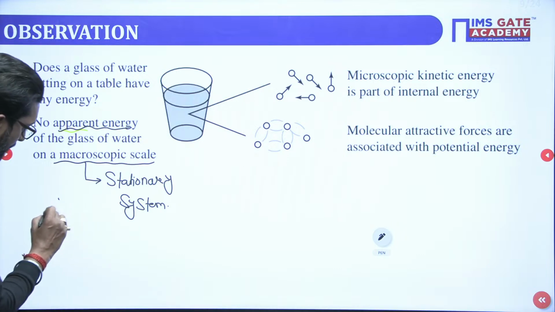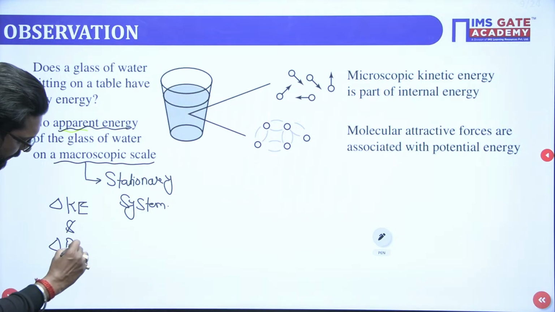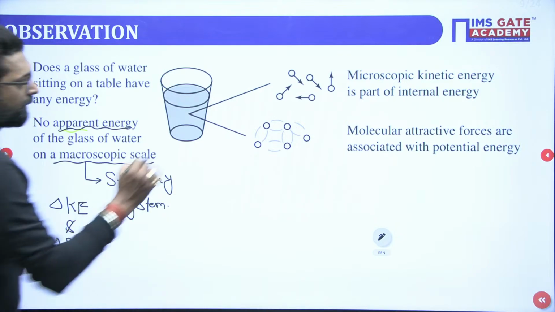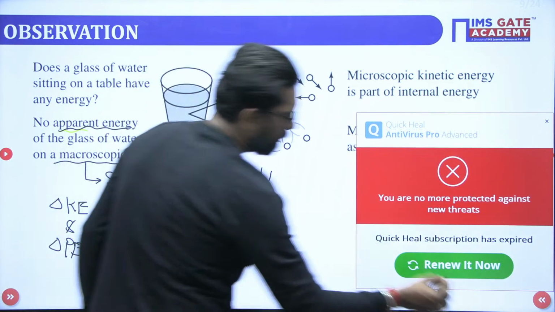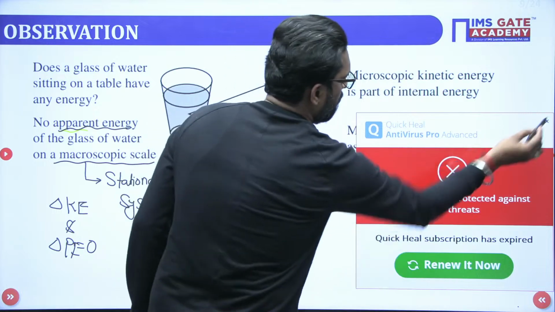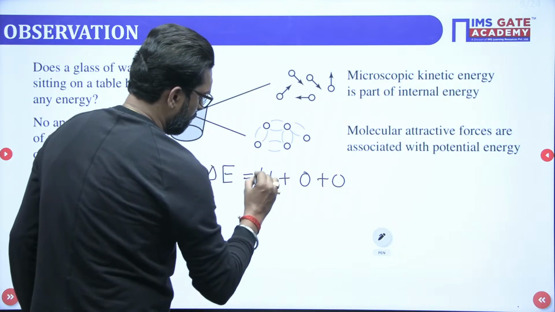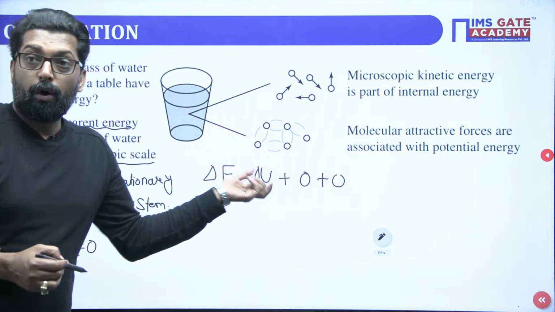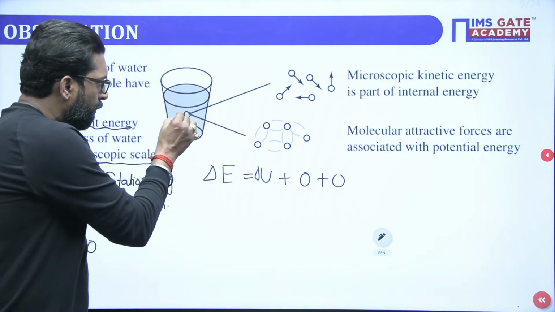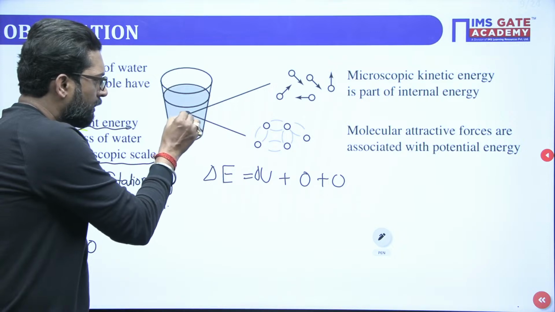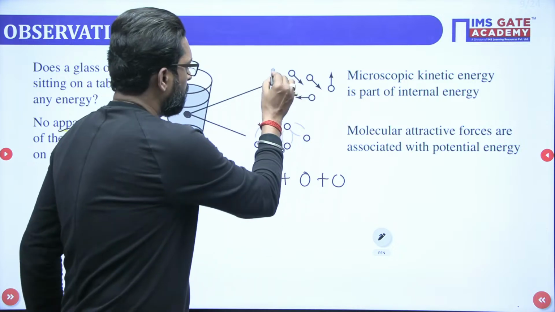That means for this glass, delta KE and delta PE are 0. That means the glass has an energy E in which there is only U. There is only U form of energy, and the change in other forms of energy is 0. Now, if you take any portion of the glass of water, it has two domains.